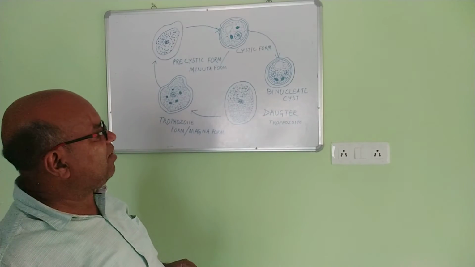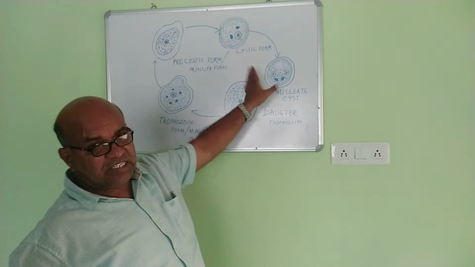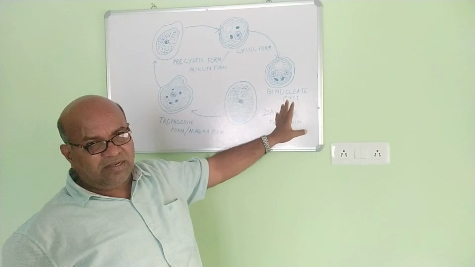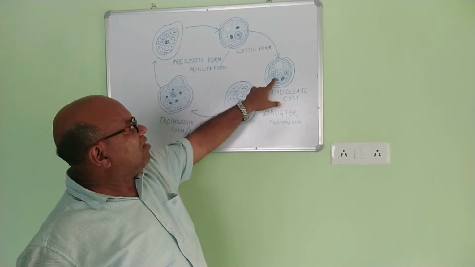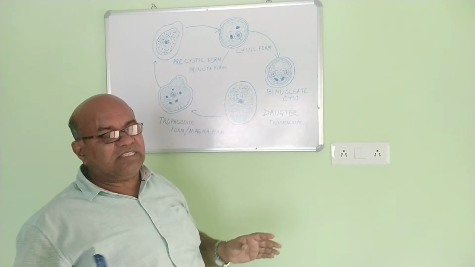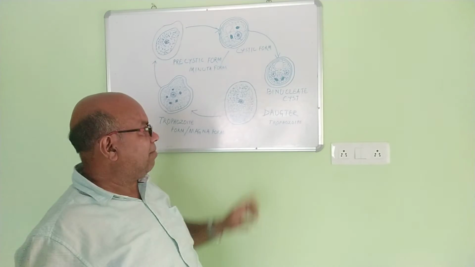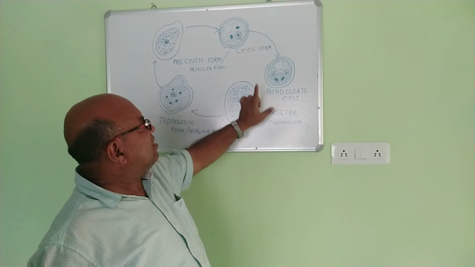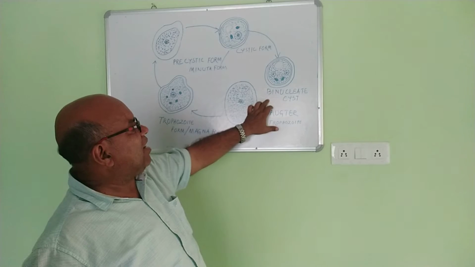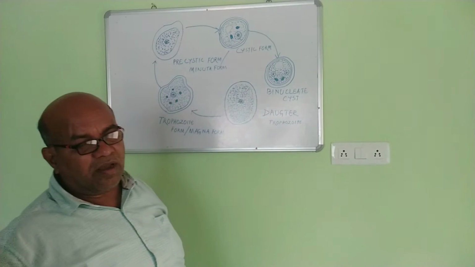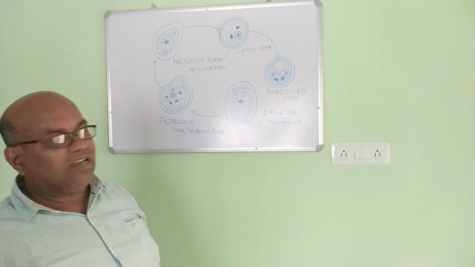That is also called karyokinesis. But the cyst must be persisting there. Under the cyst, the nucleus will be divided initially into two daughter nuclei. In this case, that cyst form is called a binucleate cyst.